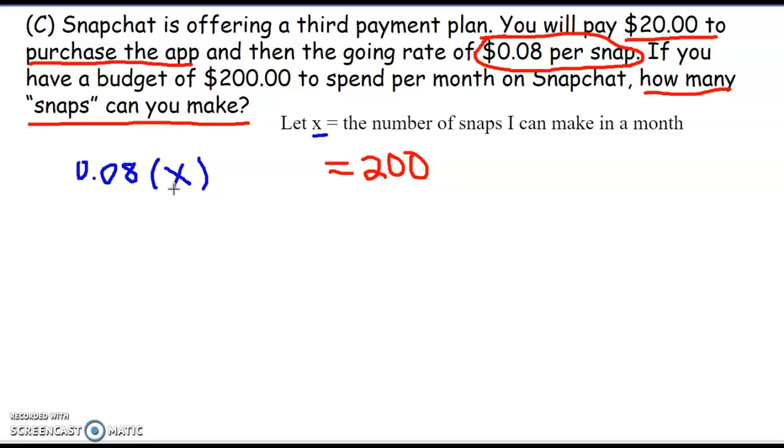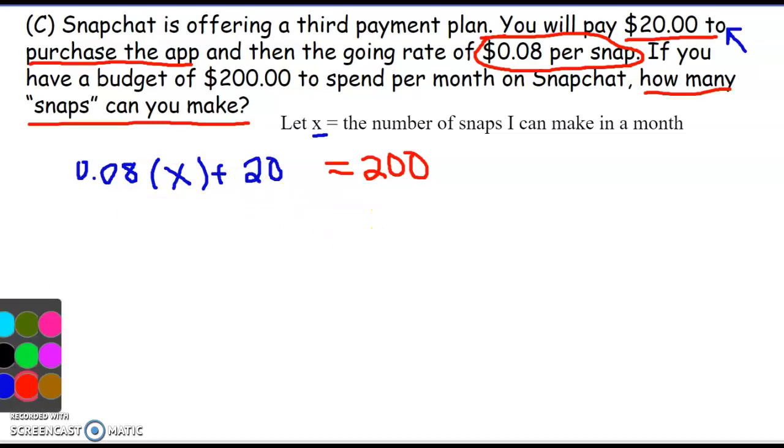What else am I paying though? Hopefully you're noticing up here before I even started using Snapchat, I had to buy the Snap app for $20. So not only am I paying the 8 cents per snap, which is this first part of my equation, but I have to add to it the $20 that I'm paying for the app on top of it. Okay, hopefully you will see that. This is my equation. It is now a two-step equation.